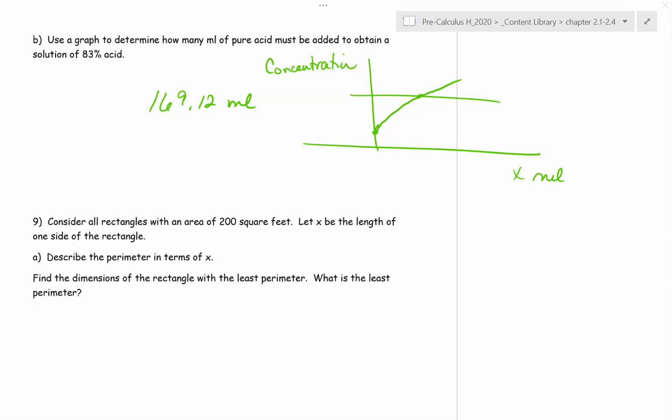Go ahead and read this second application problem. We're going to have all rectangles with an area of 200 square feet, and X will be the length of one side of the rectangle. You need to describe the perimeter in terms of X. So go ahead and pause the video and write an equation.